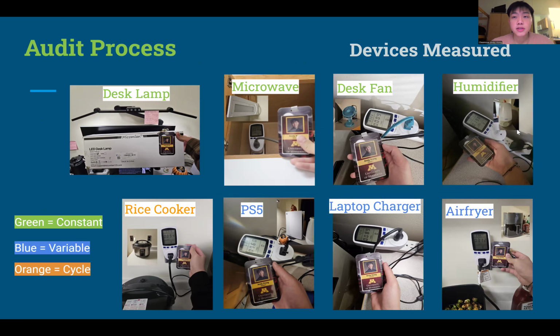For my audit process, I decided to do it on my desk lamp, my microwave, my desk fan, my humidifier, my rice cooker, my PS5, my laptop charger, and my air fryer. And then on the bottom left, I did a color coordination to show which devices are constant, variable, and which are recyclable.